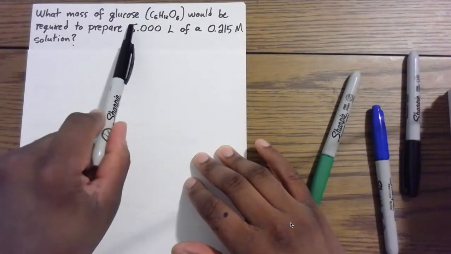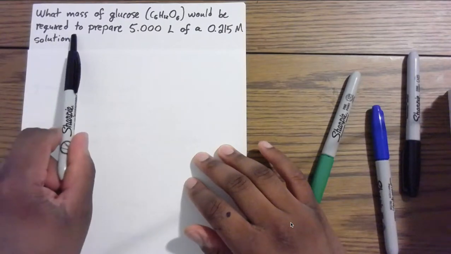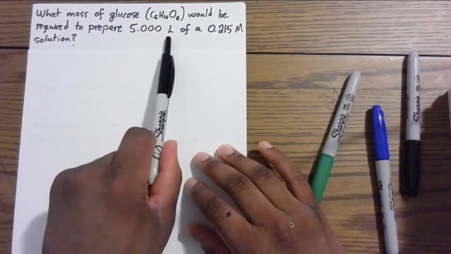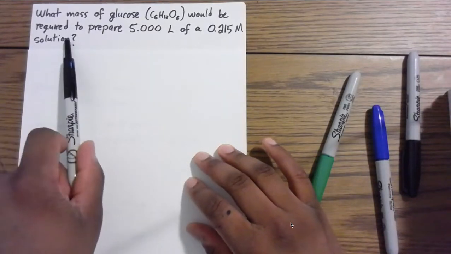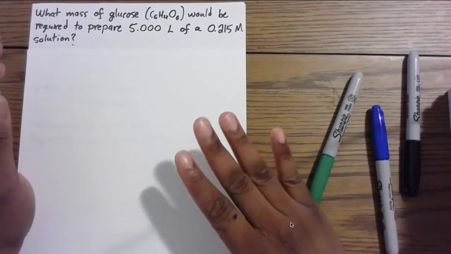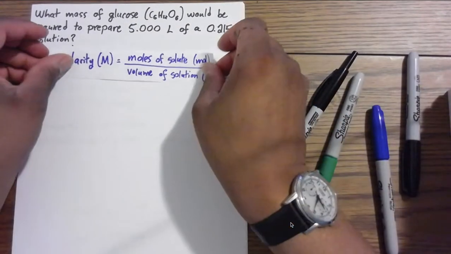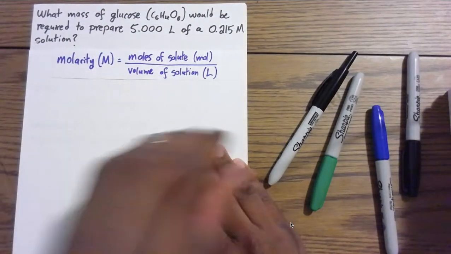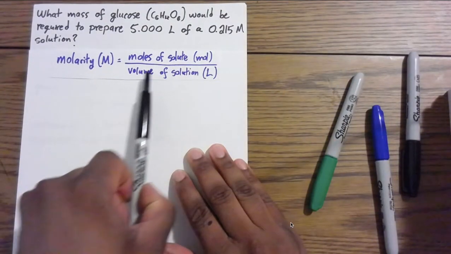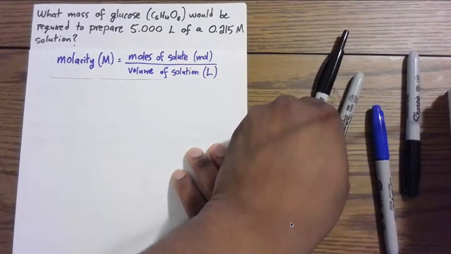What mass of glucose, C6H12O6, would be required to prepare 5 liters of a 0.215 molar solution? This is a problem involving molarity, and the formula for calculating molarity, denoted by big M, is moles of solute divided by volume of solution, or moles divided by liters.